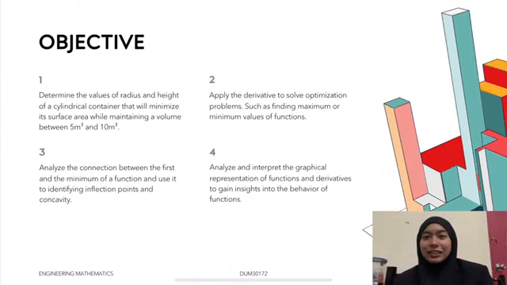Okay, next is the objective. First, determine the value of radius and height of a cylindrical container that will minimize its surface area while maintaining a volume between 5 meter cube and 10 meter cube.